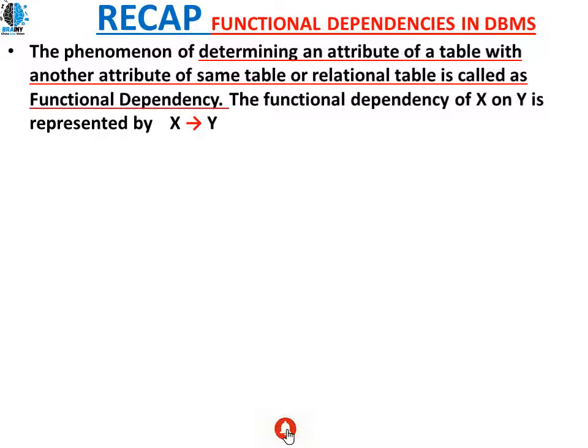Let's see a quick recap of what we have learned in this video. The very first is the definition of functional dependency. The phenomenon of determining an attribute of a table with another attribute of the same table or relational table is called functional dependency. The functional dependency of X and Y is represented by X goes on Y. It means Y depends on X, right?